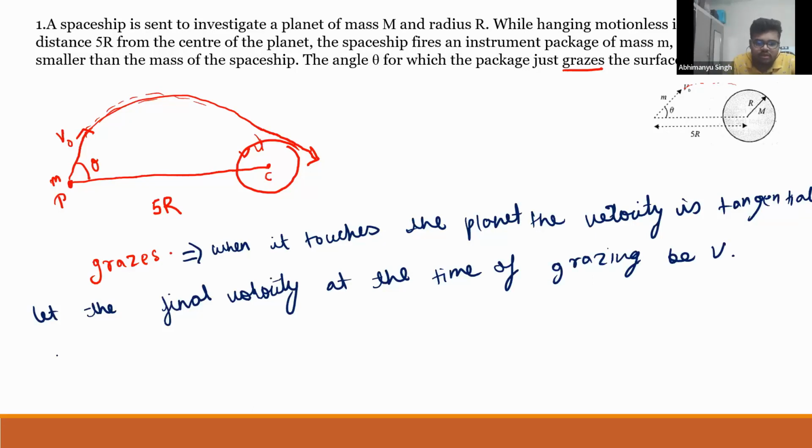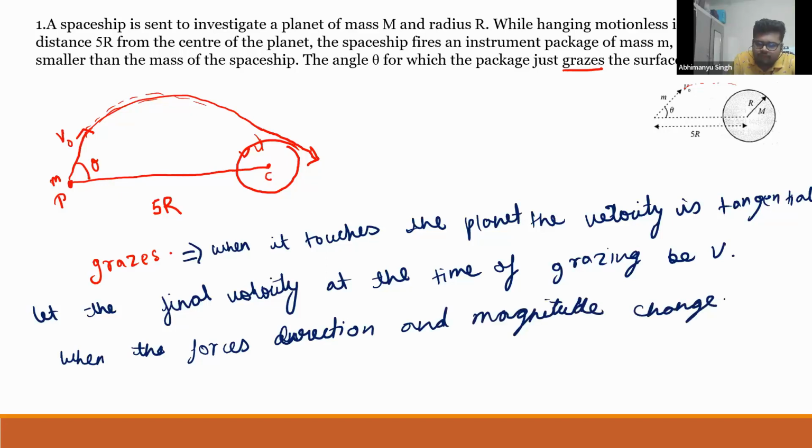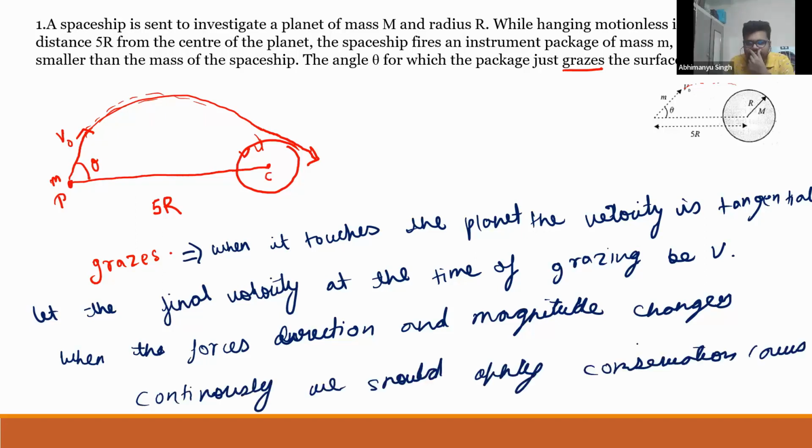When the forces' direction and magnitude change continuously, we should use conservation laws. So we will be solving this problem using conservation laws. As you know, what are the common types of conservation? First is momentum conservation, which I don't think is valid in this problem.